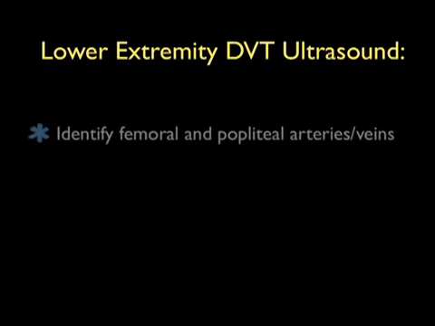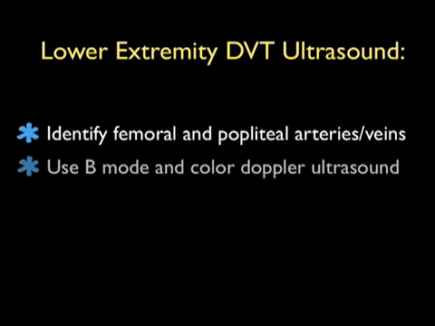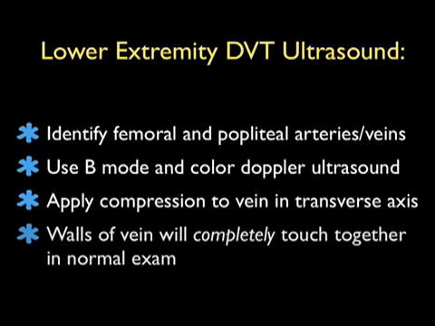When performing the focused lower extremity DVT ultrasound examination, we want to first identify the femoral and popliteal arteries and veins using B-mode or grayscale sonography. Now, color flow Doppler ultrasound can be helpful in differentiating the artery from the vein and also making sure that you're looking at vascular structures, but is not essential. Most of our information will actually come from B-mode sonography.